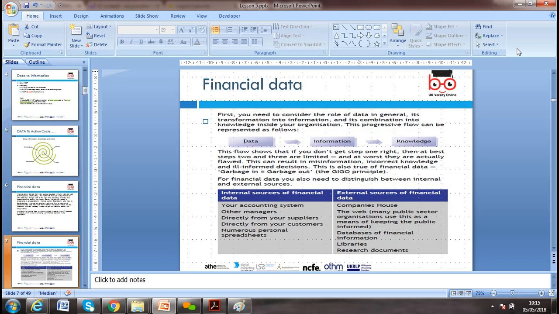Okay, so next we look at the financial data. First we have data, then it becomes information, and then it becomes knowledge. Data can be from an internal source within our organization or an external source. So what is meant by internal source? Data that is held within the organization itself. Your accounting system, and data that comes directly from your suppliers and directly from the customers, and numerous personnel spreadsheets, all these are the internal sources of the data. We have records of our suppliers, our customers, and all these are internal sources of the data.